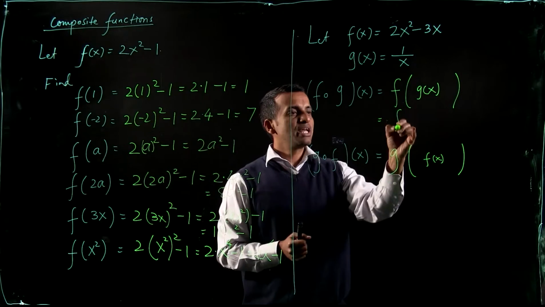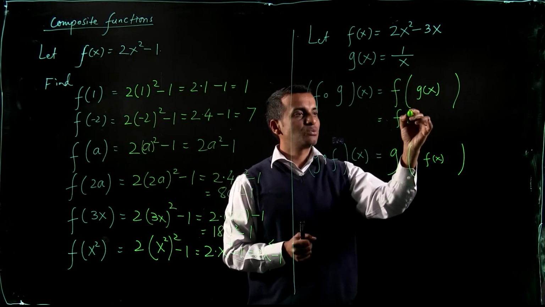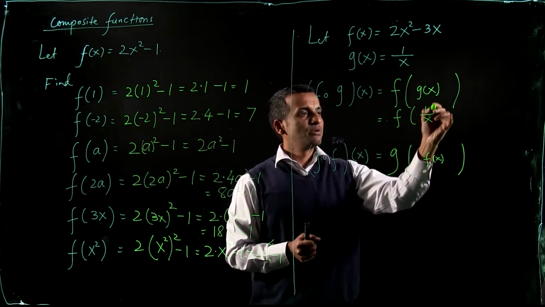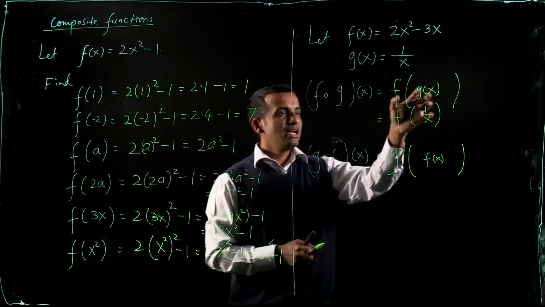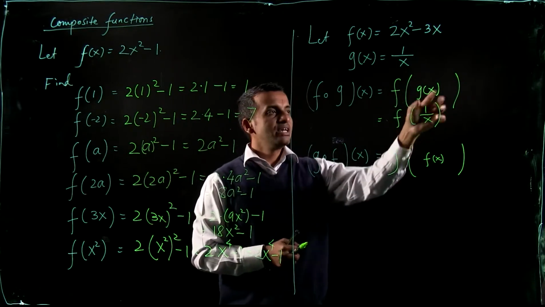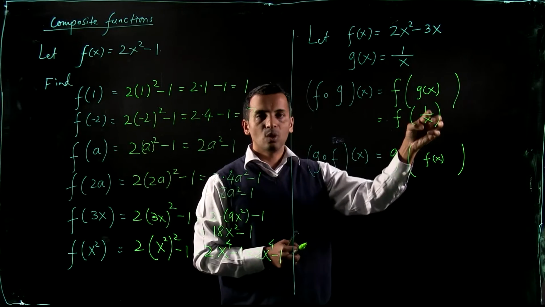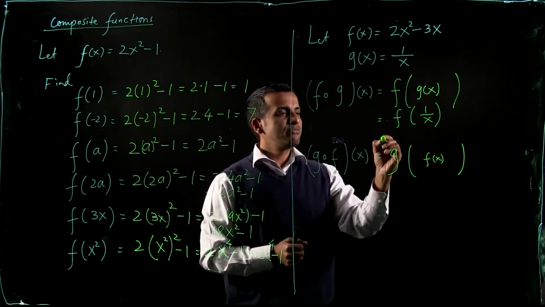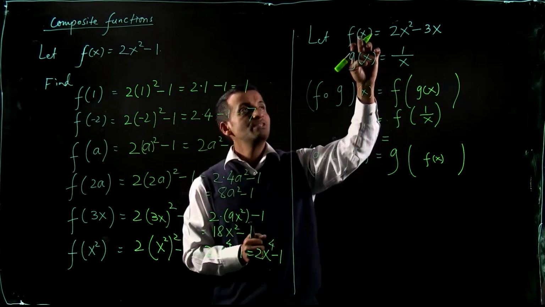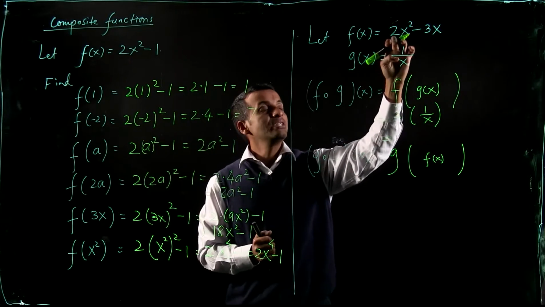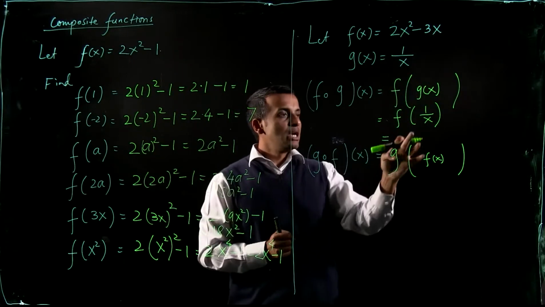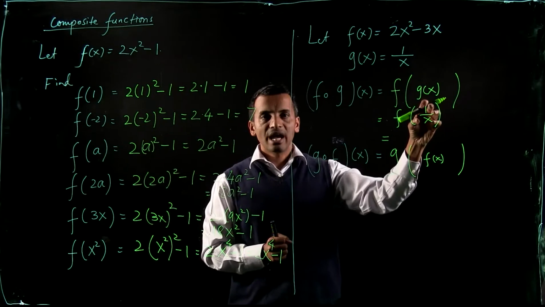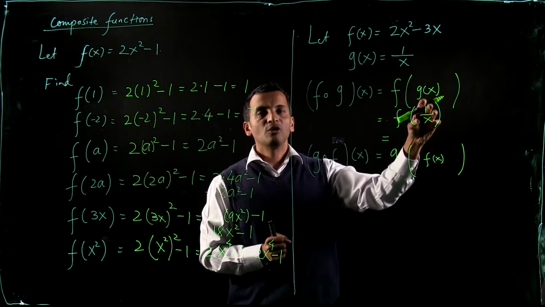So you just replace g(x) by 1 over x. What do you get? f at 1 over x, right? f of g(x) means f(g(x)). You replace the value of g(x) as 1 over x. Now what does f do? f says that if there is x, you do 2x squared minus 3x. But instead of x, there is 1 over x. So x is replaced by 1 over x.